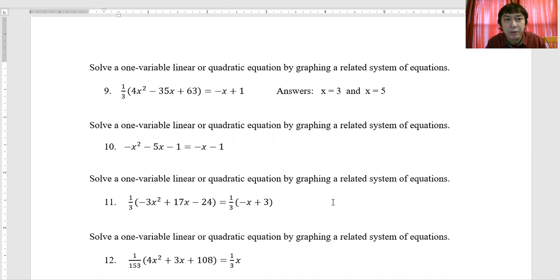Same instruction, solve a one variable linear or quadratic equation by graphing related system of equations. This is the given problem for number 10: negative x squared minus 5x minus 1 is equal to negative x minus 1. After knowing the equation, you proceed to the graphing calculator.